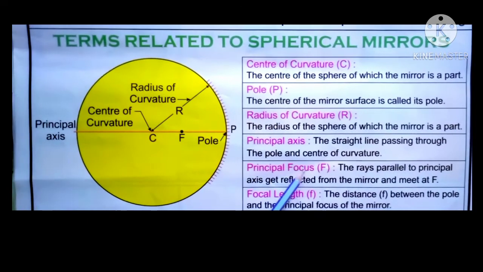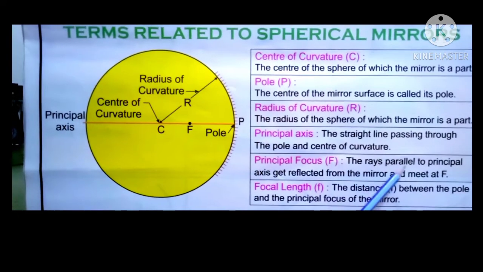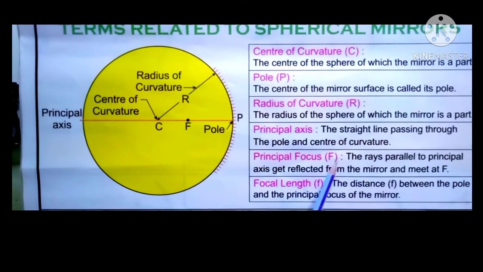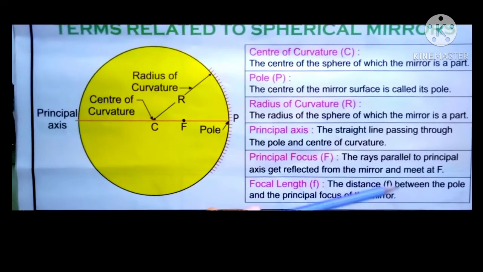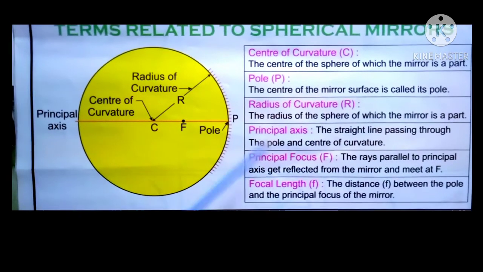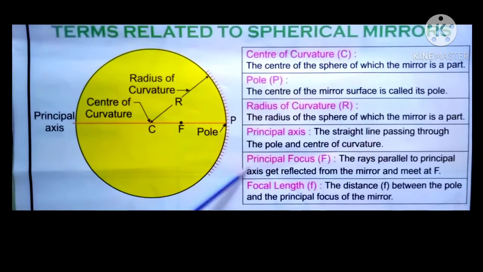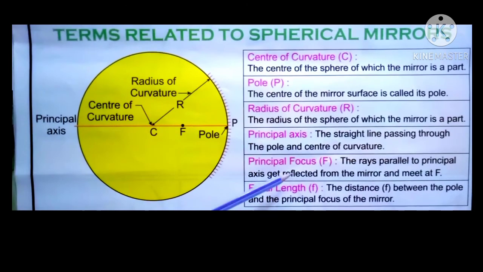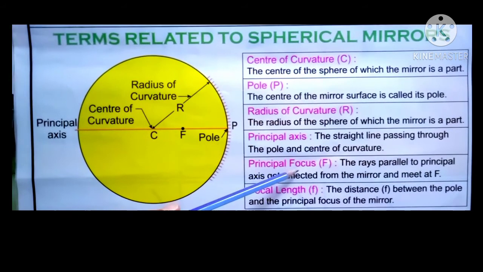Now it is principal focus, or sometimes in short we call it focus. The ray parallel to the principal axis gets reflected from the mirror and meets at F. With the help of a ray diagram, it will be more clear what is focus. From this diagram, you can see that the point F is called the principal focus. It means that the point where the reflected ray meets the principal axis, that point is known as principal focus or focus.